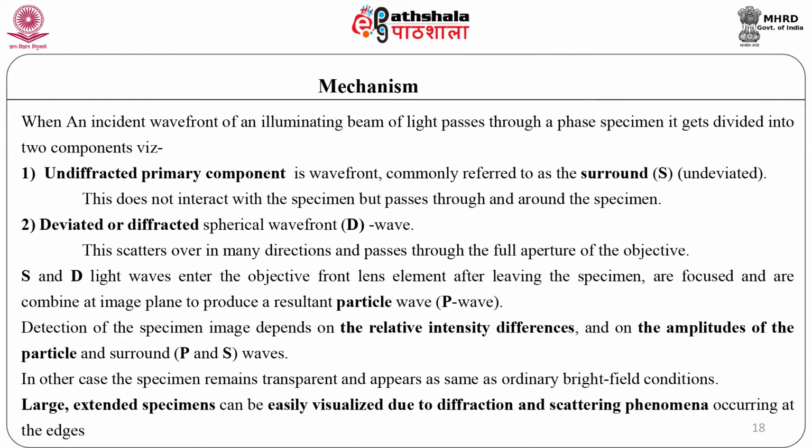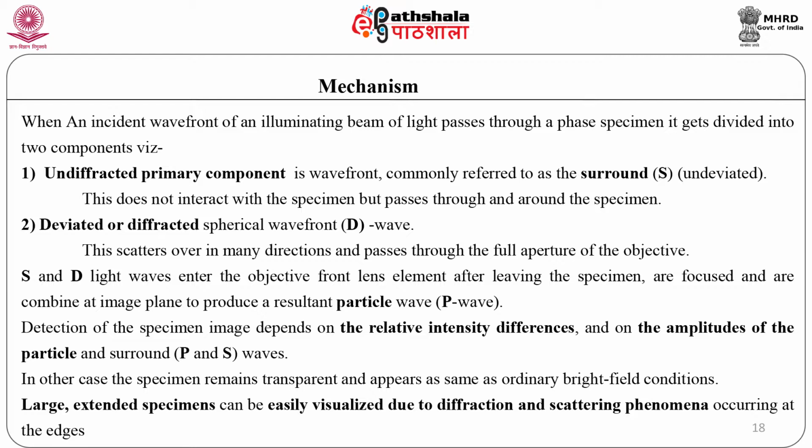Component 2 is the deviated or diffracted spherical wavefront, that is the D wave. This scatters over many directions and passes through the full aperture of the objective. When surround and diffracted light waves enter the objective front lens element after leaving the specimen, they are focused and combined at the image plane to produce a resultant particle wave, that is the P wave.